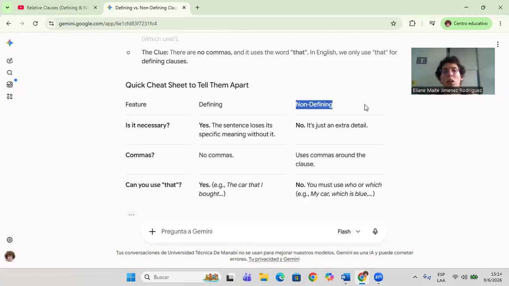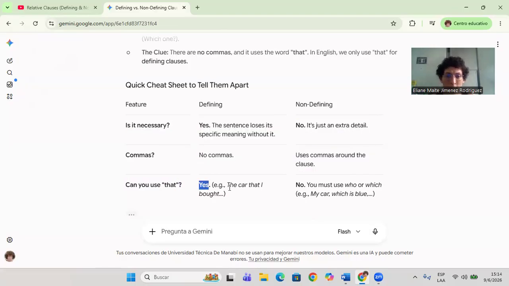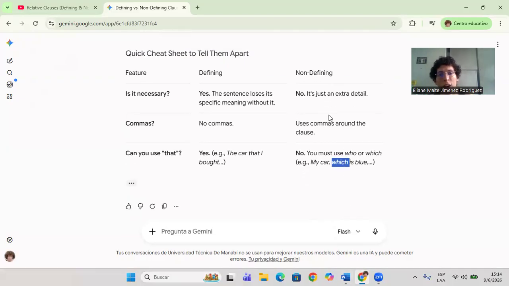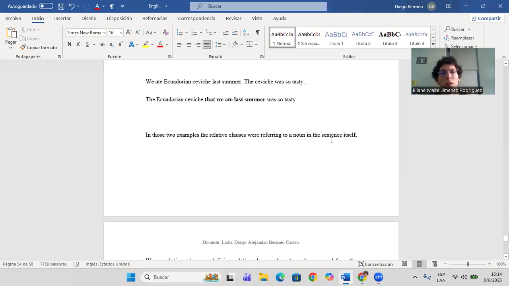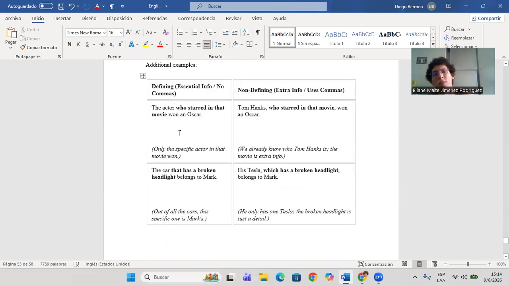If it's between commas, then it's non-defining, because you can remove it and it still makes sense. Can you see that? If you see that in the sentence, then it's defining. And if you see which, who, or other kinds of relative clauses, it's non-defining. Now that we have confirmed that part, we are going to observe additional examples of this grammar structure.